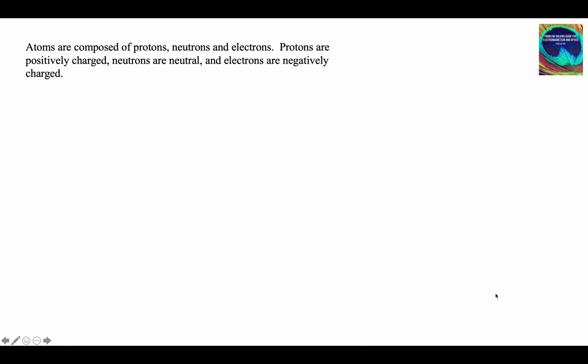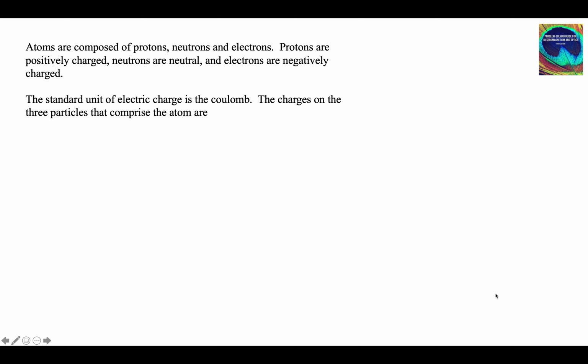Atoms are composed of protons, neutrons, and electrons, atoms like carbon, zinc, oxygen, nitrogen. The protons are positively charged, the neutrons are neutral, the electrons have a negative charge. The standard unit of electric charge is the coulomb.